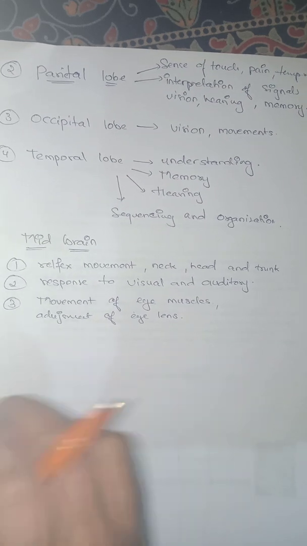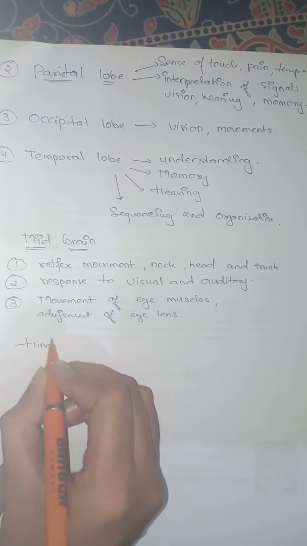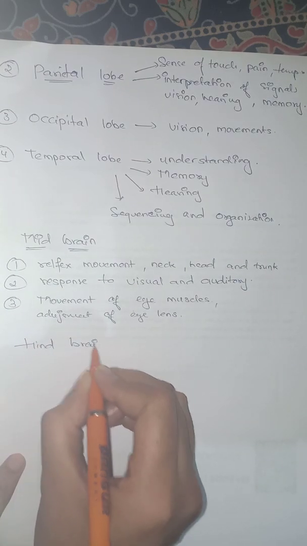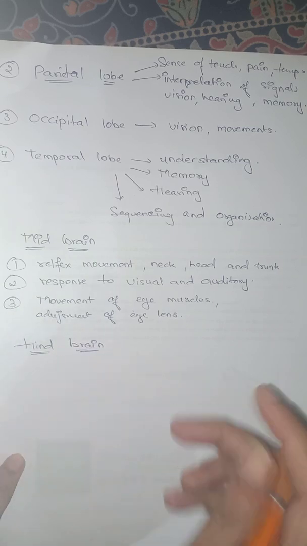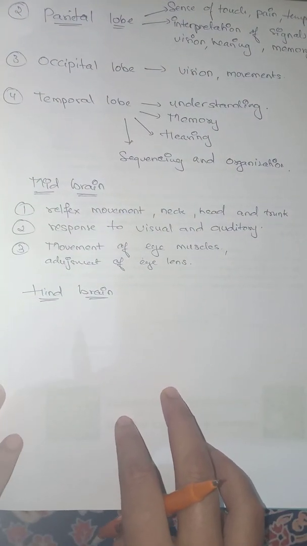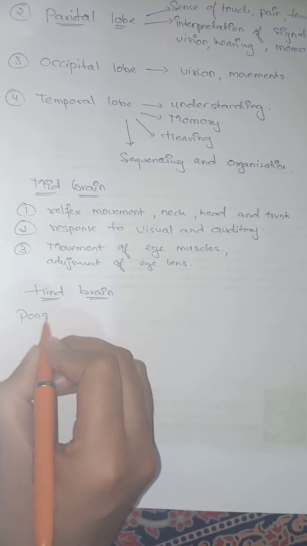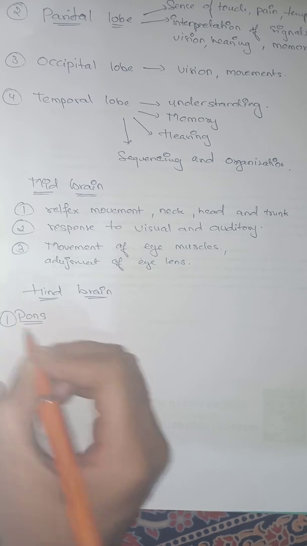And the last and the final one that you have is the hind brain, that is the innermost part, the lowermost part of your brain. Now what are the functions of the hind brain? So we will study them slowly. That is the pons. First we will study about the pons.